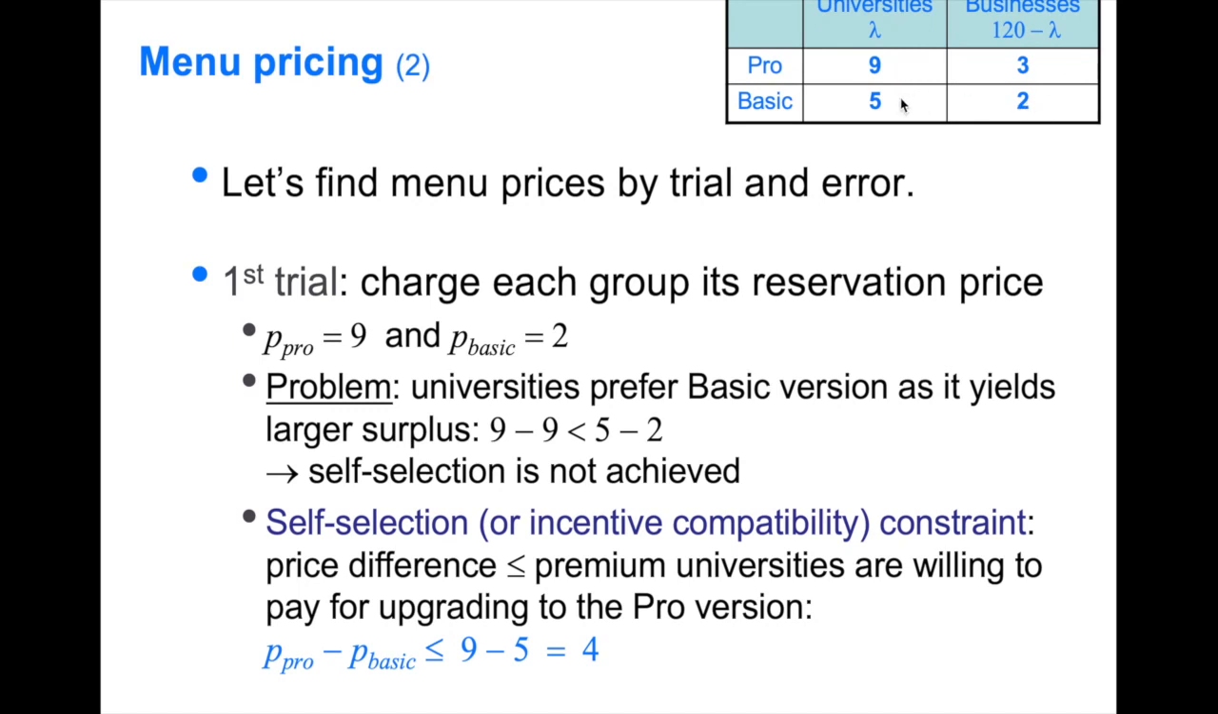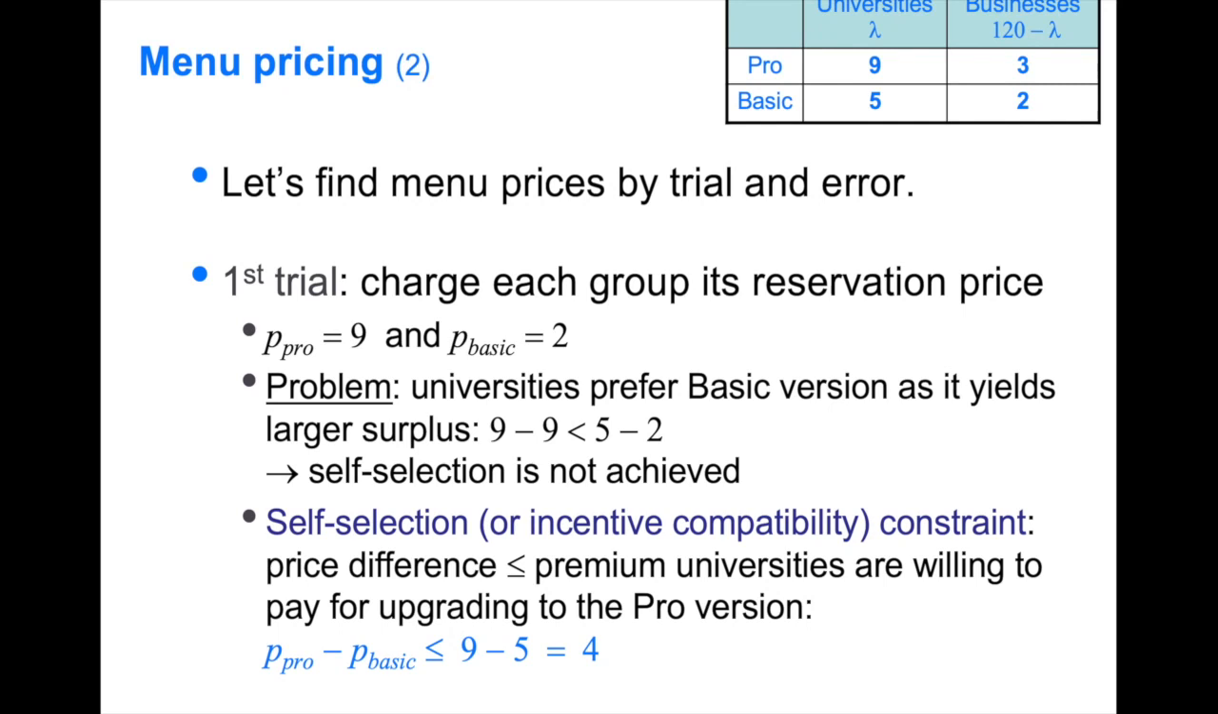Whereas if they buy the basic version, the price is 2, but they're willing to pay 5, so they are left with a surplus of 3, which is better for them. Okay, so the basic version provides the universities with a lower utility, but because it's priced sufficiently cheaply, it's still a better option to buy this lower quality version than to buy the high quality version, which is too expensive. Okay, so with these prices, self-selection is not achieved.